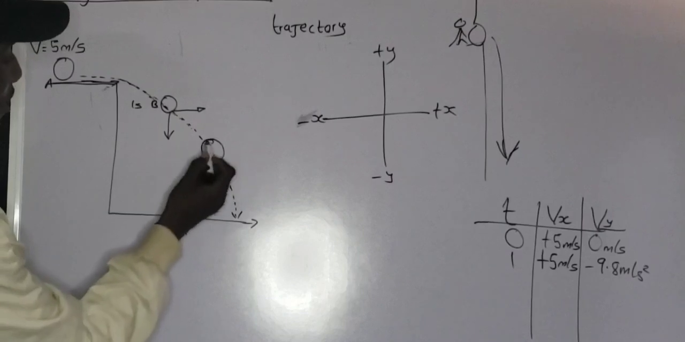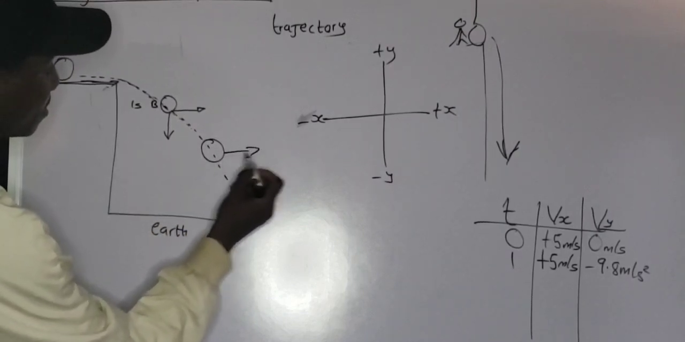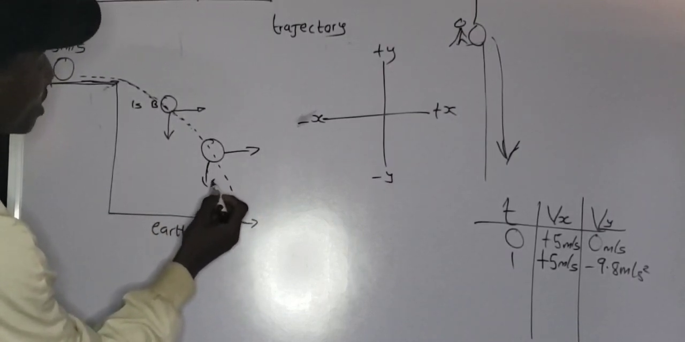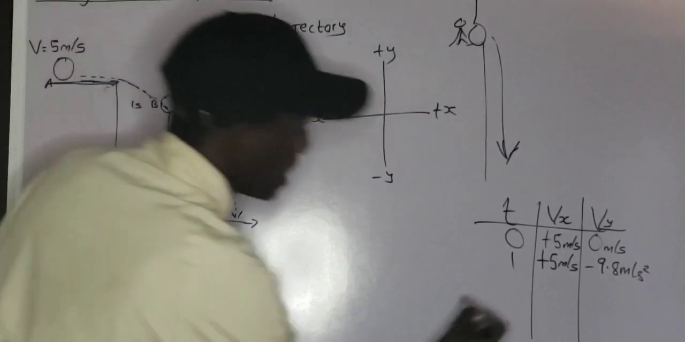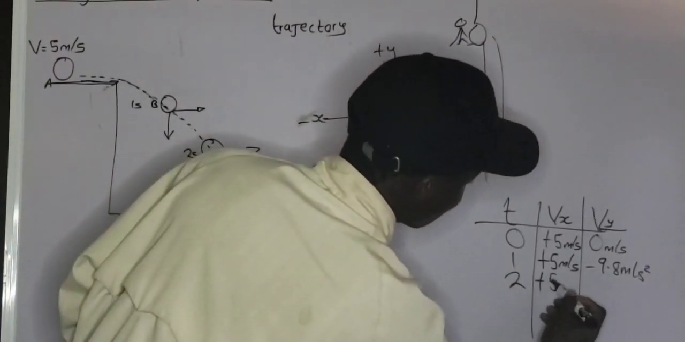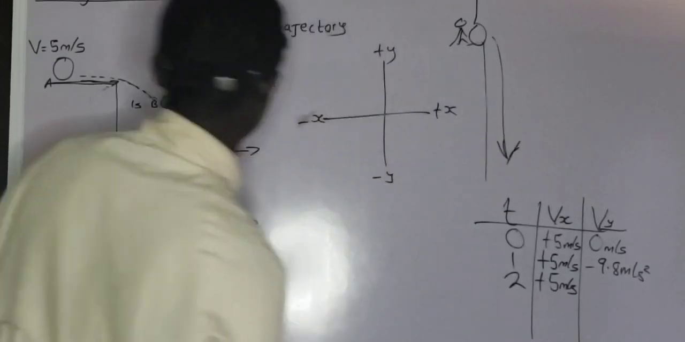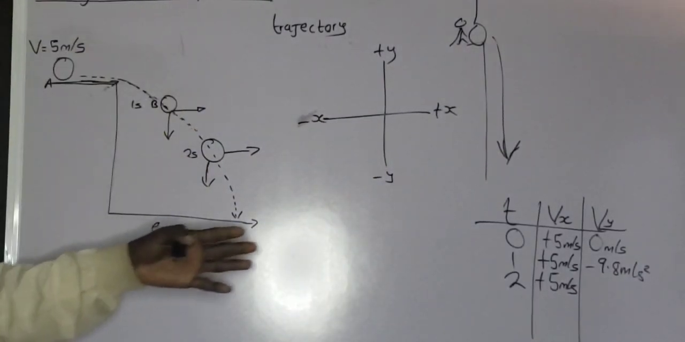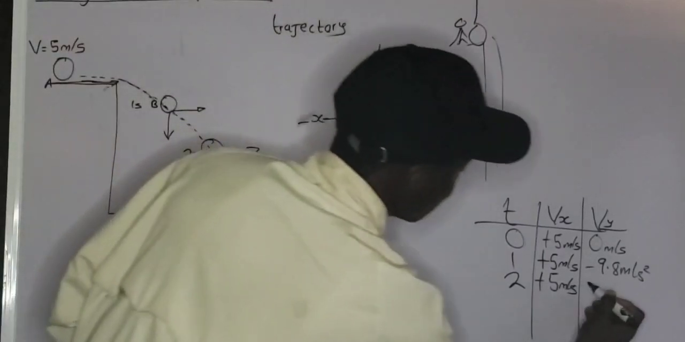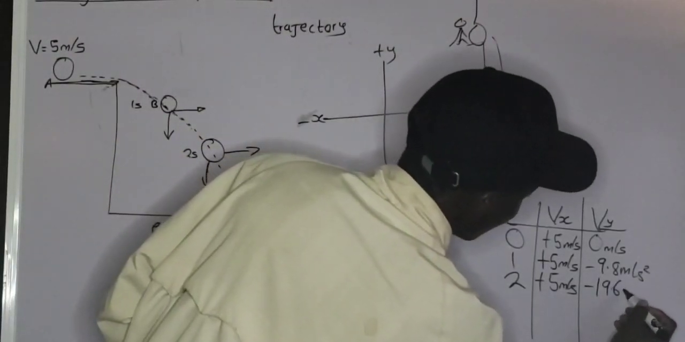Let's assume that the 2 seconds is here. What will be the velocity of the ball along the horizontal and vertical axis? The velocity here will still remain plus 5 meters per second. Do you understand? But the velocity of the ball along the vertical axis will be what? Minus 19.6 meters per second.